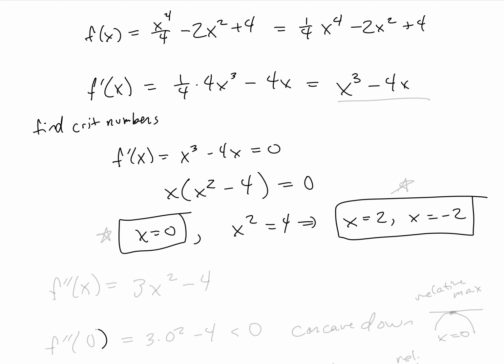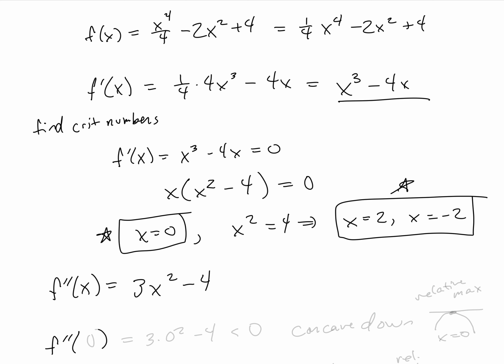Now we want to find the second derivative, f double prime of x. Our first derivative was x cubed minus 4x. The derivative of that is 3x squared minus 4, so that is our second derivative. And now all we care about is, at these critical numbers, is the second derivative positive or negative?